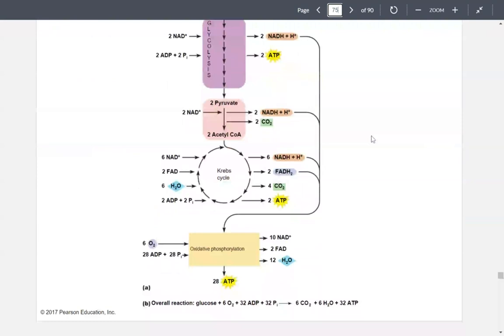And this is how you put it all together. Glycolysis, linking step, Krebs cycle, or citric acid cycle, depending on what textbook you're looking at, electron transport chain or oxidative phosphorylation. 6 carbon dioxides, 6 water molecules, and 32 ATP total.